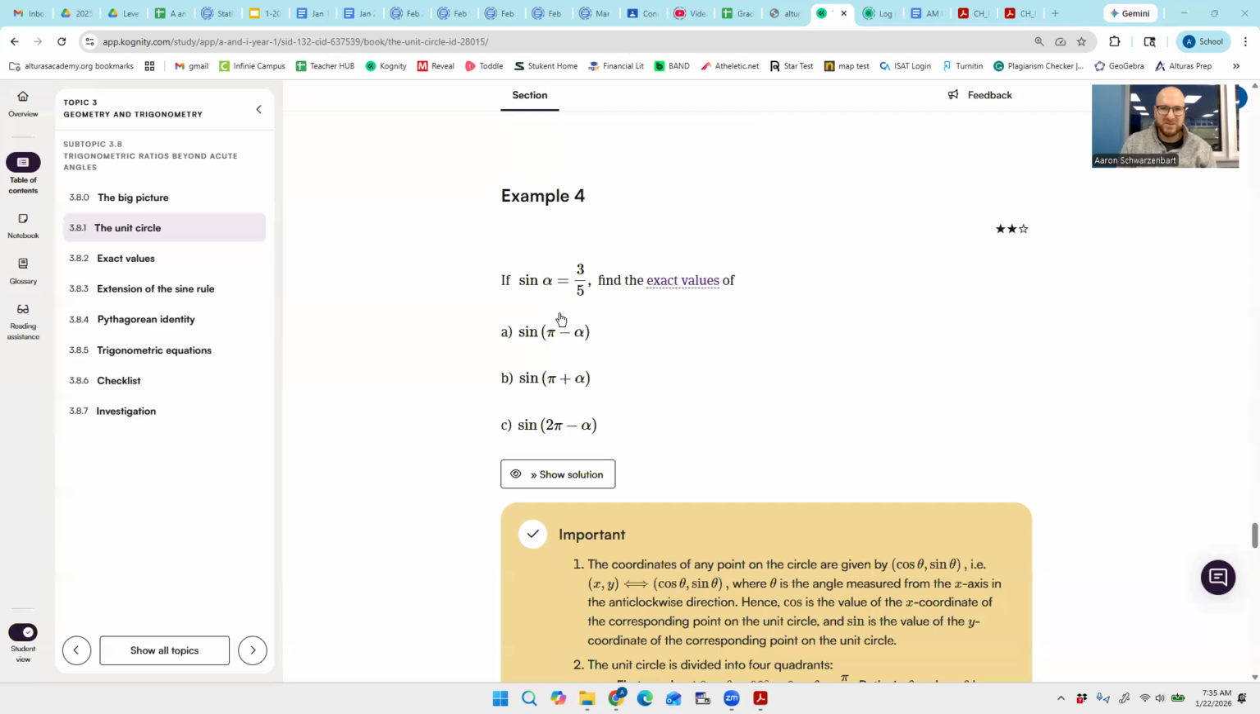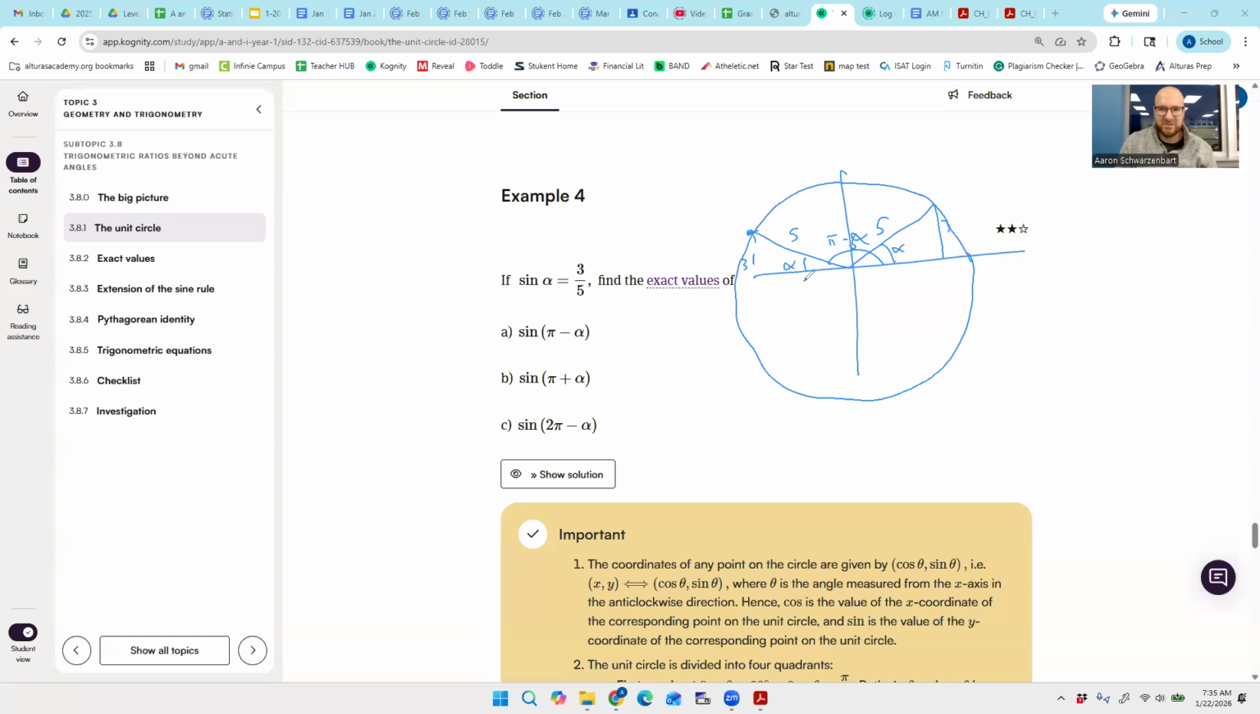So if sine of alpha equals 3/5, I'm going to draw this on a circle. Yes, this circle is radius 5. The measures are still the same. So that's alpha. This is alpha. This is pi minus alpha right here. Just like we did in the last one.